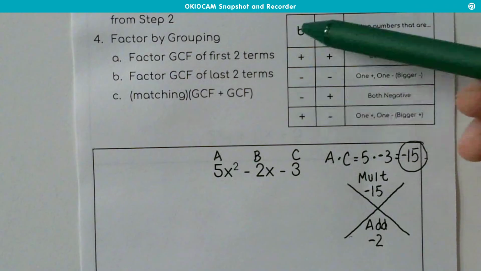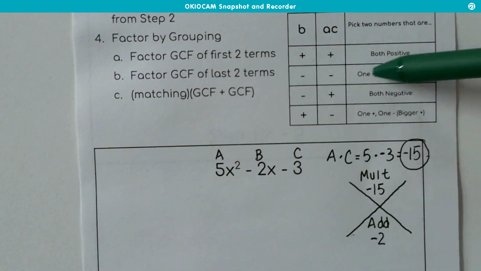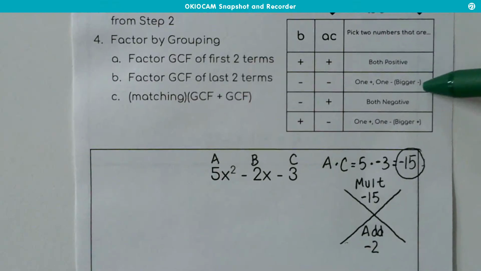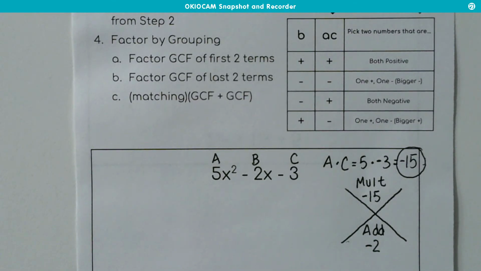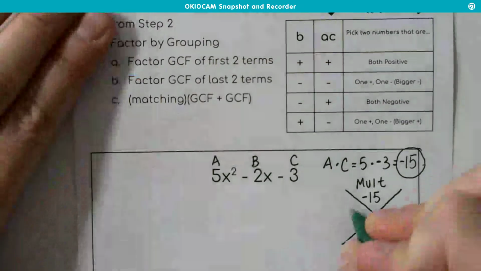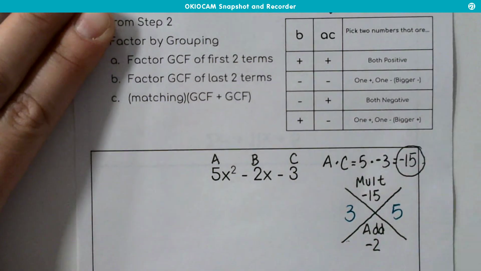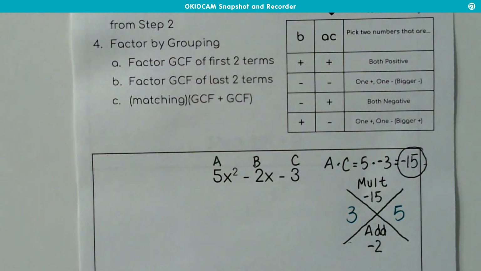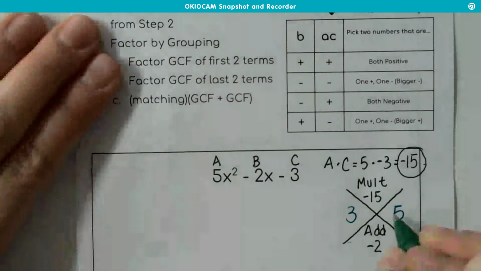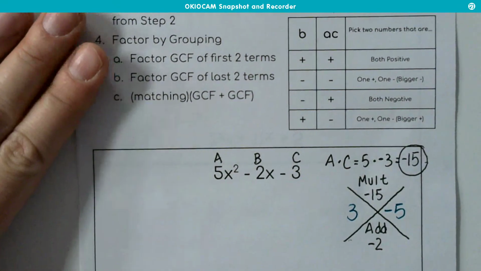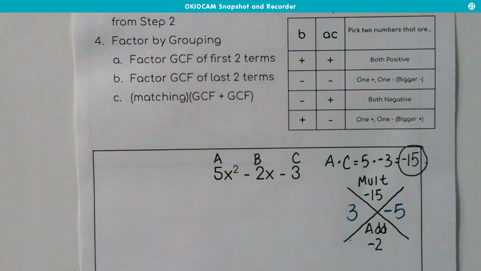So we're multiplying to a negative and adding to a negative. On this first one, we're going to pick 1 positive, 1 negative, and we're going to make the bigger number negative. What 2 numbers multiply to 15 and are 2 apart from each other? 3 and 5. So we're going to use 3 and 5. When we are figuring out which one needs to be negative, we need to make the bigger one negative. So it's going to be -5. So I'm picking 3 and -5 as my 2 numbers. So that is step 2.